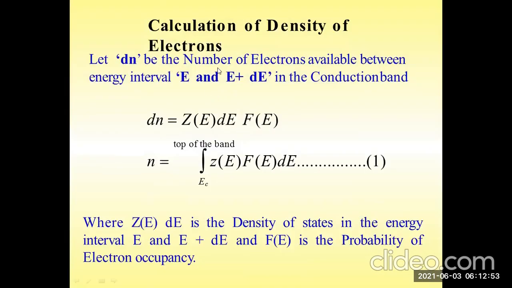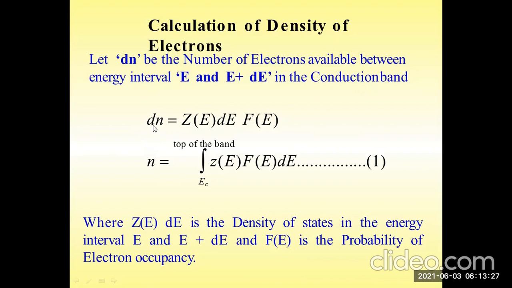Let us consider dn as the number of electrons available in the energy interval E and E plus dE in the conduction band. There will be some change in the energy. The electrons residing at the bottom of the conduction band and the electrons residing at the top of the conduction band will have some variation of energy, and that energy interval we are taking as E and E plus dE in the conduction band.